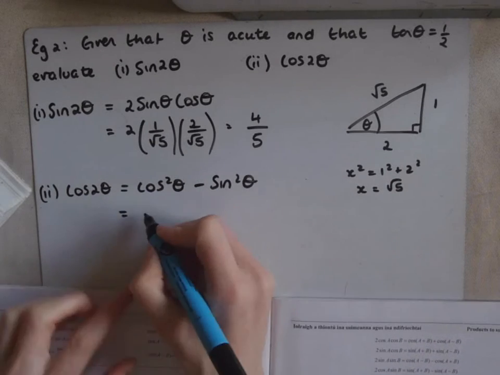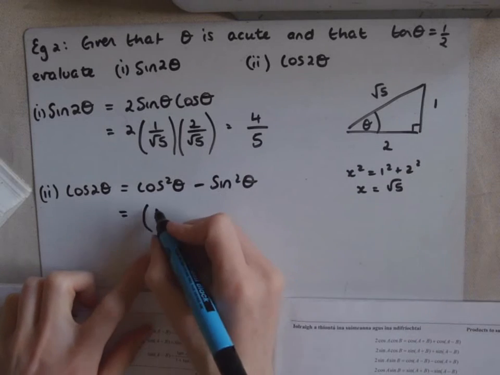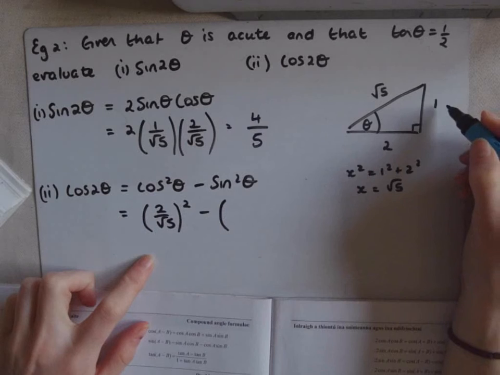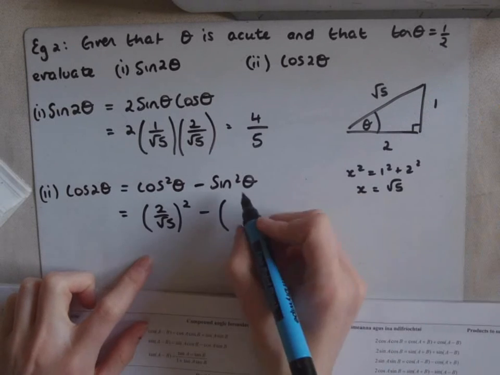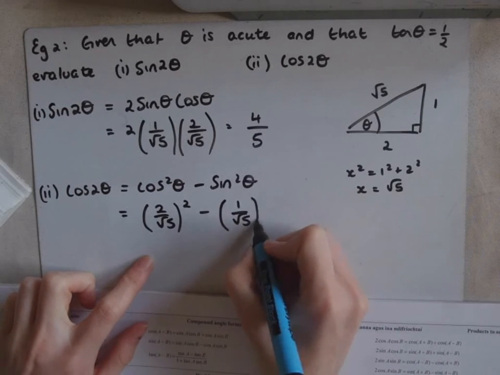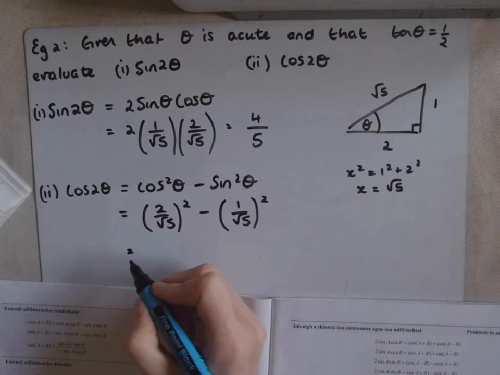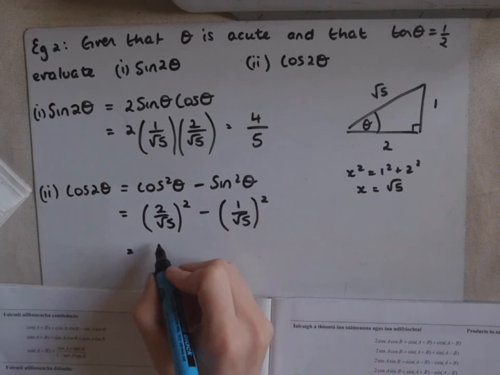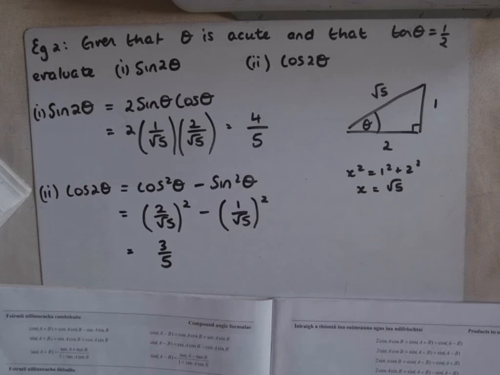So that's cos theta to be squared. So 2 over root 5 to be squared. And sine theta to be squared. 1 over root 5 to be squared. Okay, you're just going to throw it into your calculator. And you get 3 over 5.